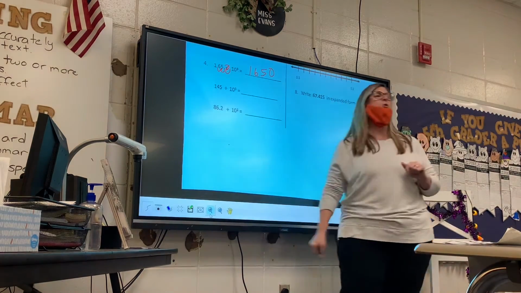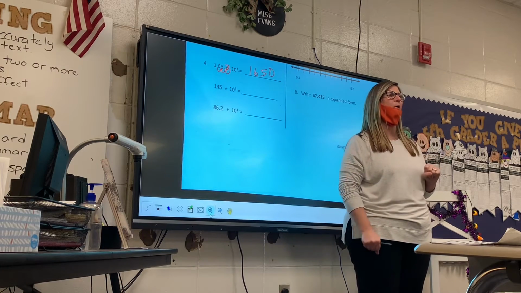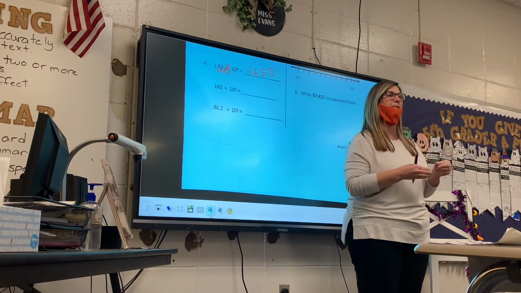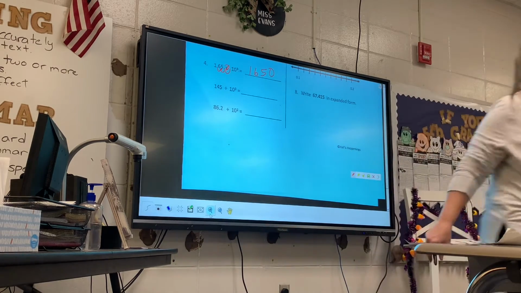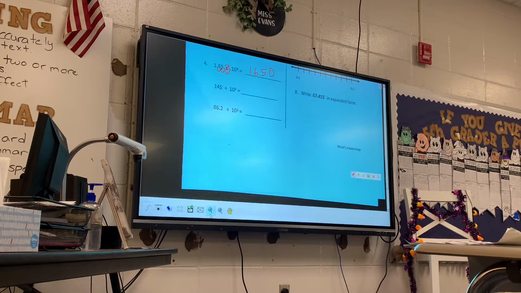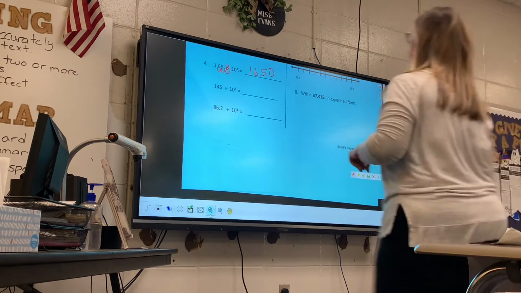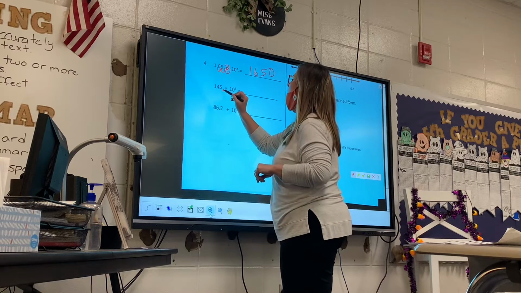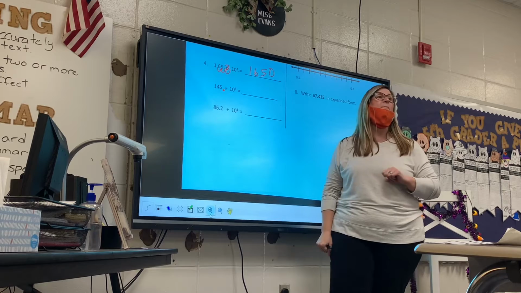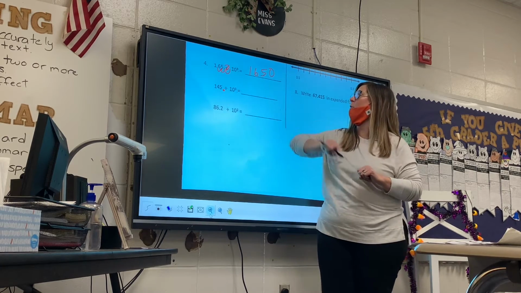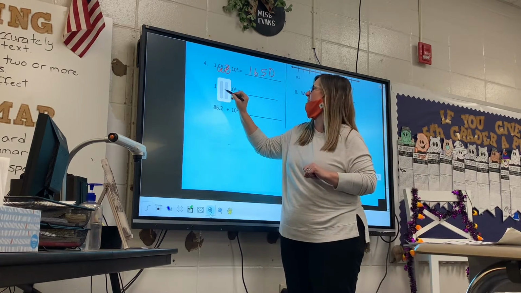All right, 145 divided by 10 to the third power. It looks like it doesn't have a decimal, doesn't it? But where is the decimal on all whole numbers? Where is it, Kamaria? After what digit? 5. After 5. If I'm dividing this, I'm going to make this number smaller. So do you see where I put my decimal? And now I'm going to move it back. How many times? 3.